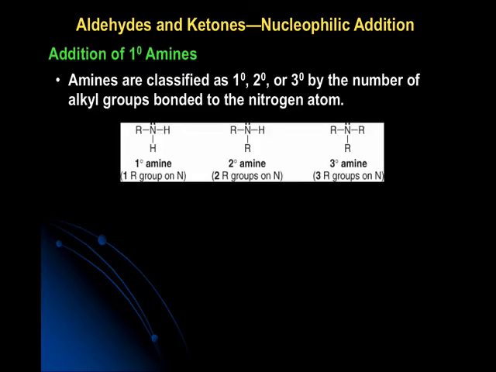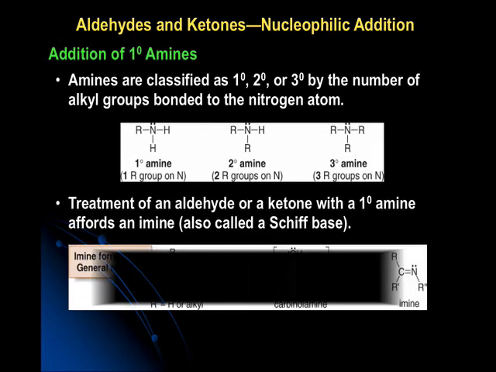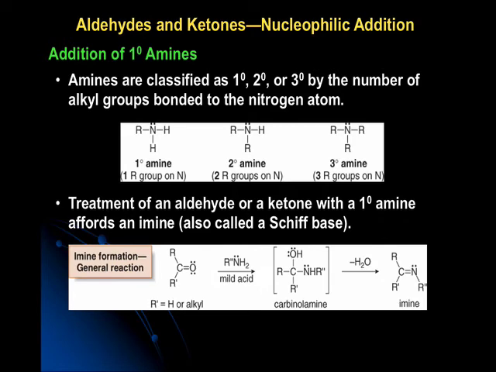We can also add amines to carbonyl compounds. So remember, just a quick review, we can have primary amines, secondary amines, or tertiary amines. And the amines that we can actually add to aldehydes and ketones are the primary amines and the secondary amines, because you need at least one hydrogen on the nitrogen for this to work. Okay? And so if you take a ketone or an aldehyde and you react it with a primary amine, usually in the presence of mild acid, you end up getting what's called an imine.